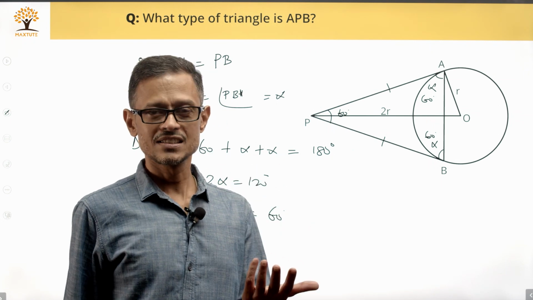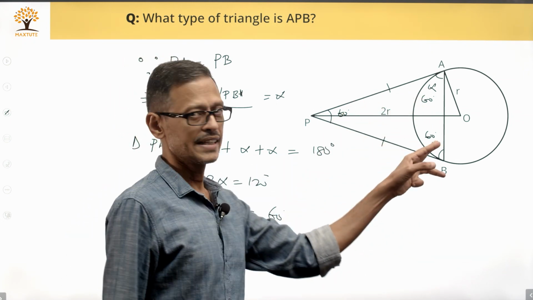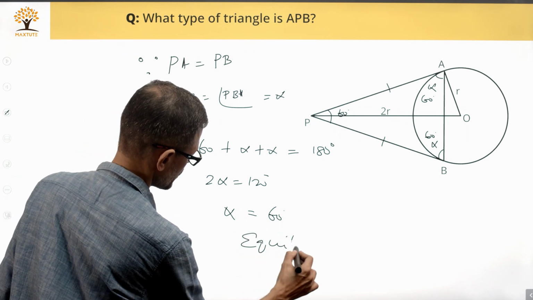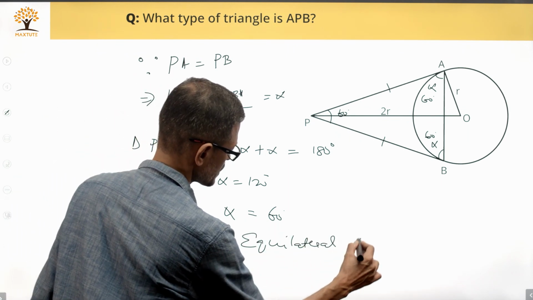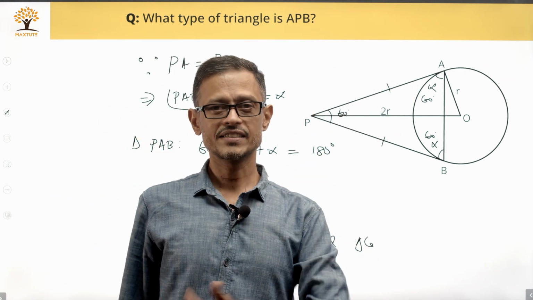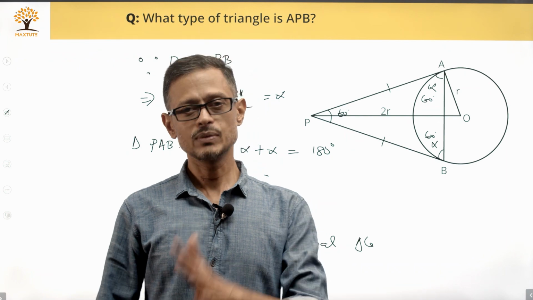So look at the three angles in PAB. All three angles are 60 degrees, which means the triangle PAB is an equilateral triangle. So two things we needed to find out. The first one is angle APB, which is equal to 60 degrees. Second one, what kind of a triangle it is? It's an equilateral triangle.